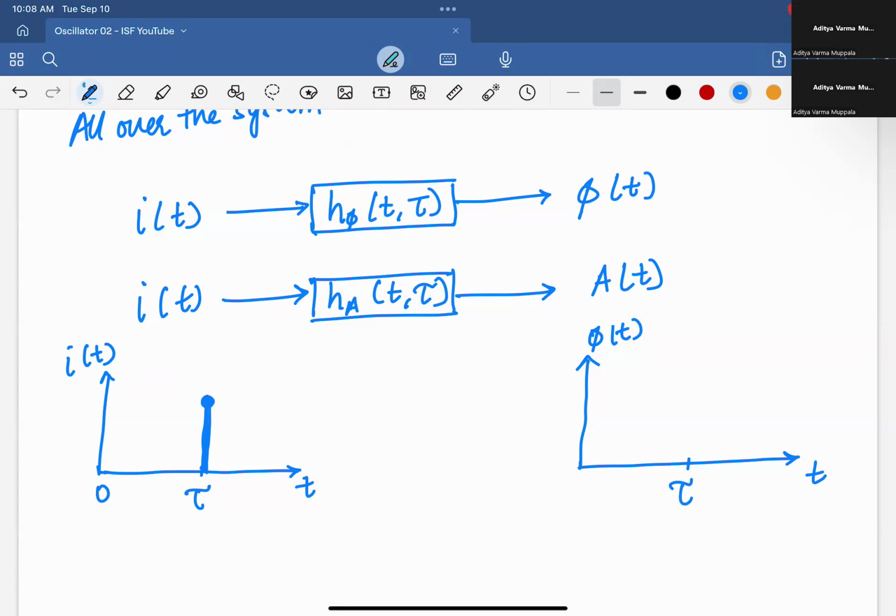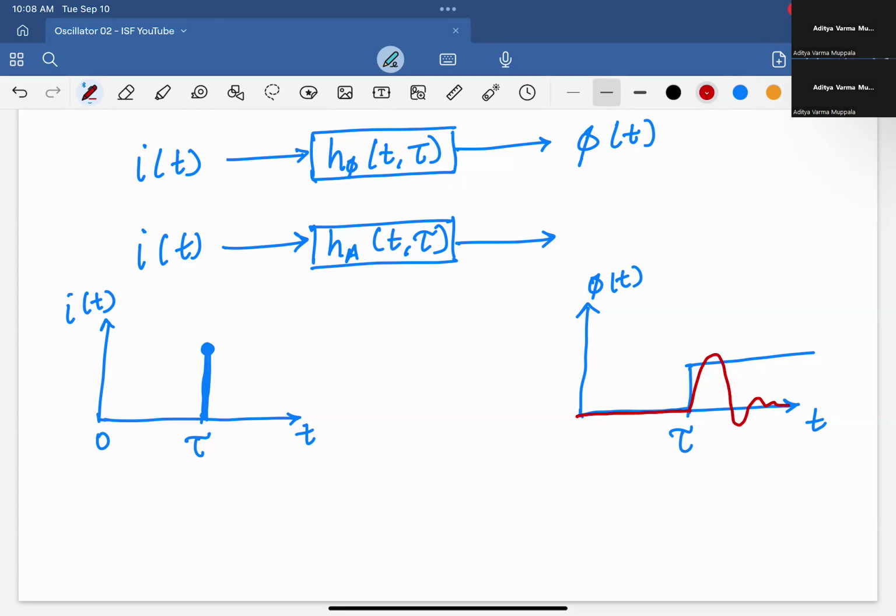Let's say the phase has a step function, a unit step function. Why is that the case? We'll get into that in a bit, but let's just assume the phase has this kind of step function and the amplitude has some kind of damped oscillation, right? The intuition behind why we assume these models for the phase and amplitude comes again from the limit cycle.